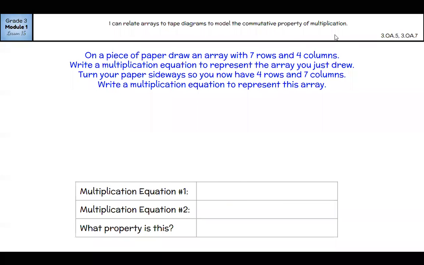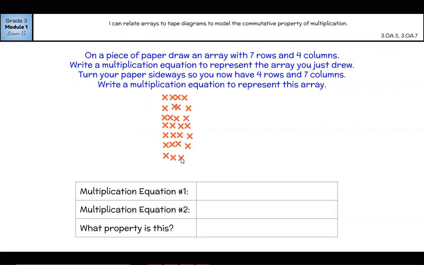Okay, so let's try this with another example. On a piece of paper, draw an array with 7 rows and 4 columns. This time I'm going to use X's. 7 rows. So 1, 2, 3, 4, 5, 6, 7. And 4 columns. 1, 2, 3, 4, in each row.